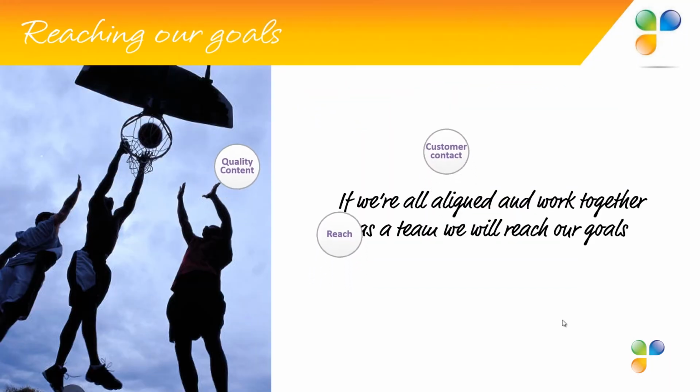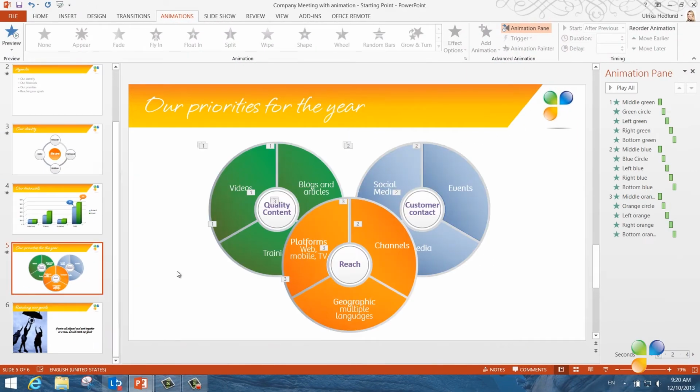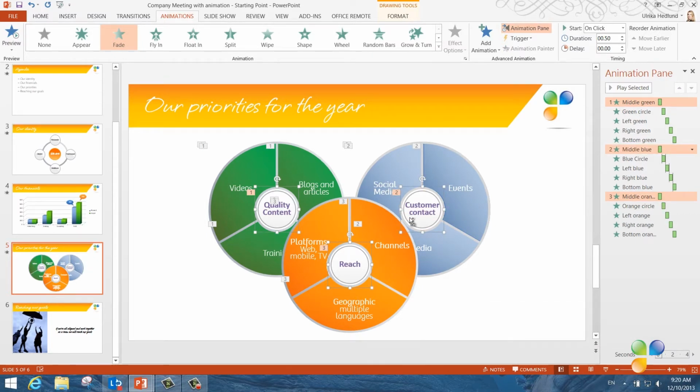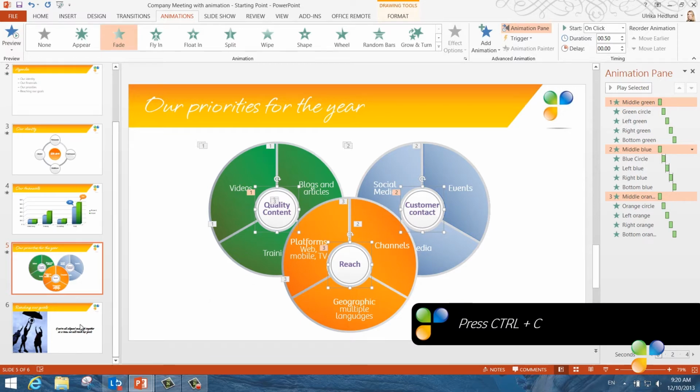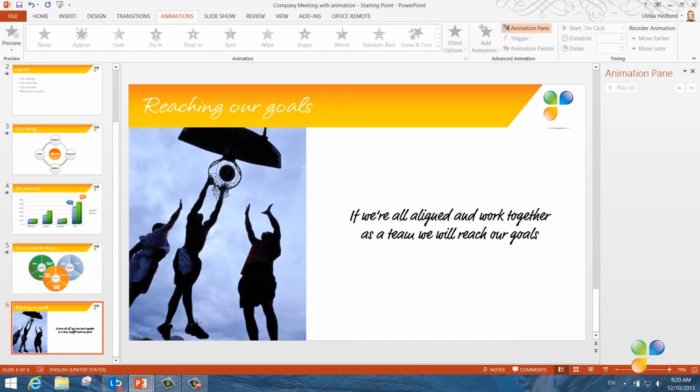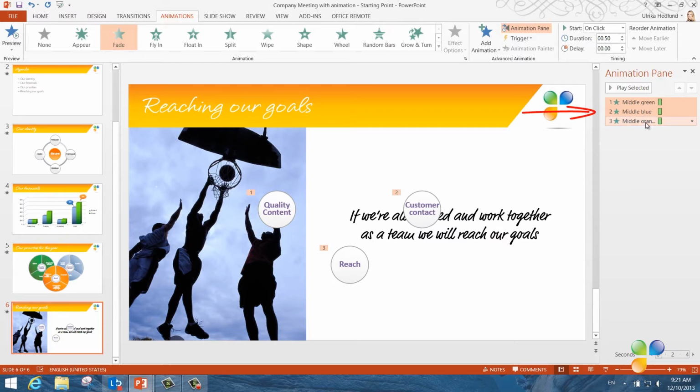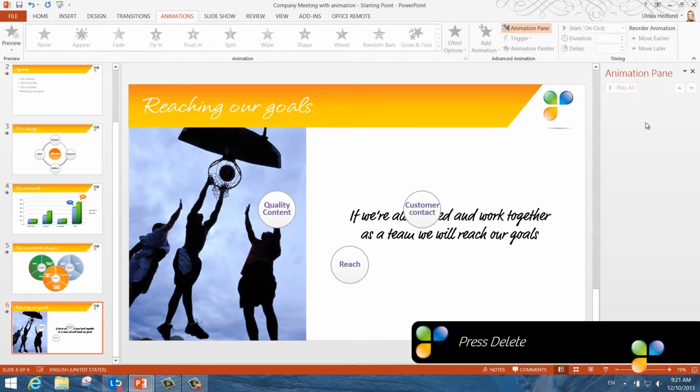On this last slide, I want to show that if we're all aligned with our priorities, we can reach our goals. I'll go back to the previous slide and mark the priority circles by holding down Control, and then I'll copy them by pressing Control-C on the keyboard. I'll go to the next slide and press Control-V to paste them in. I'll remove the existing animations by marking them in the animation pane and clicking Delete on my keyboard.